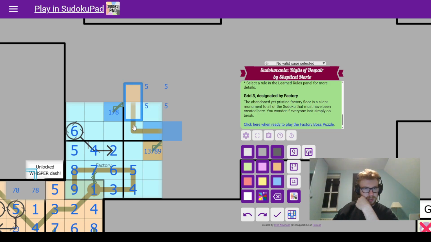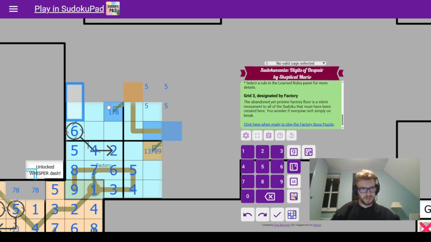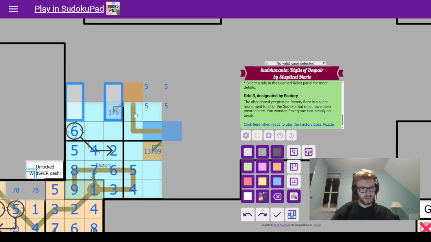Now this one, can these be a string? 8, 7, 6 doesn't work. 9, but then that cannot be 6, so then it's 9, 8, 7. Seems to work. That's not 7, so those are 7. No, that's not nothing.